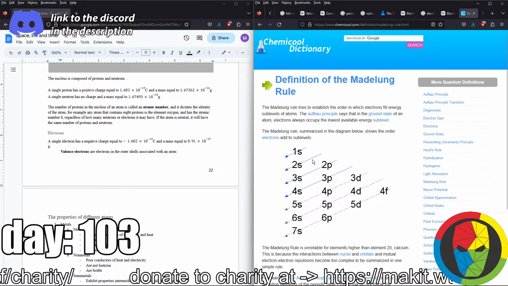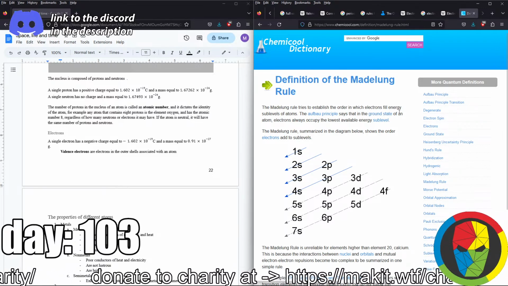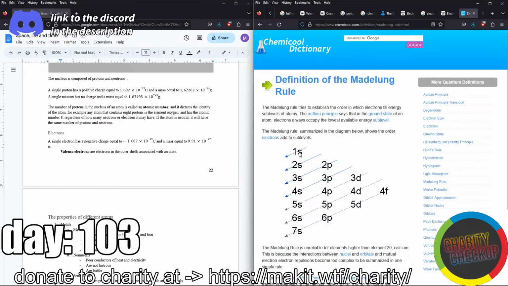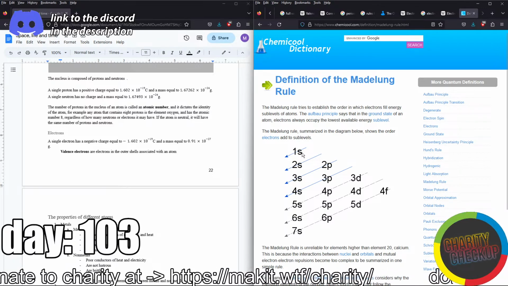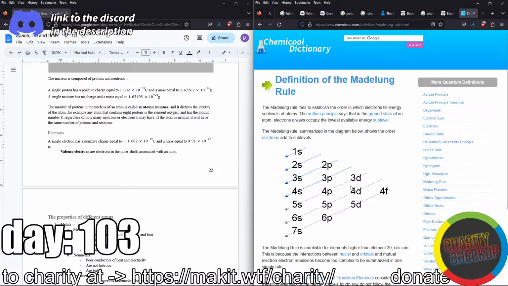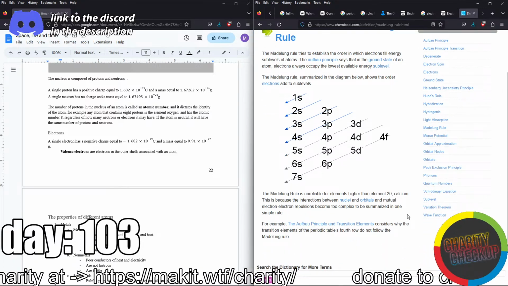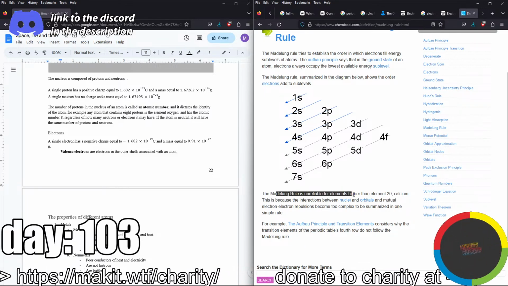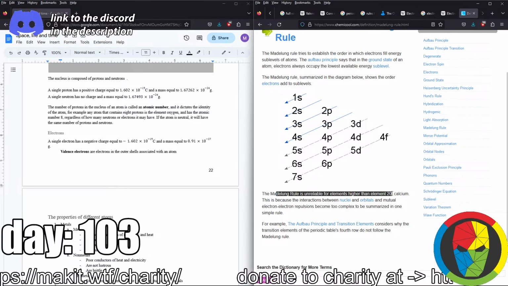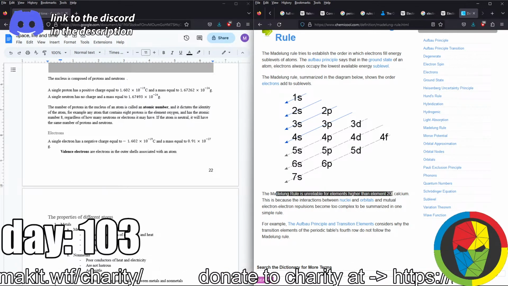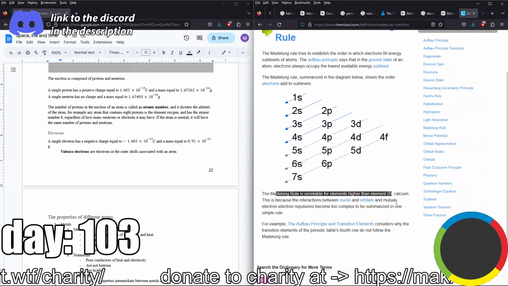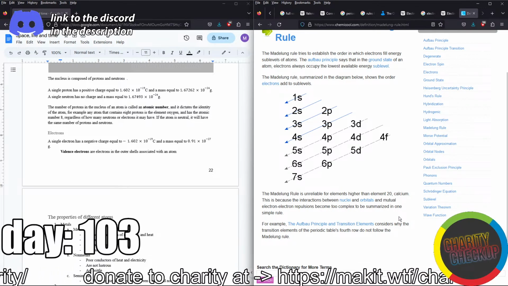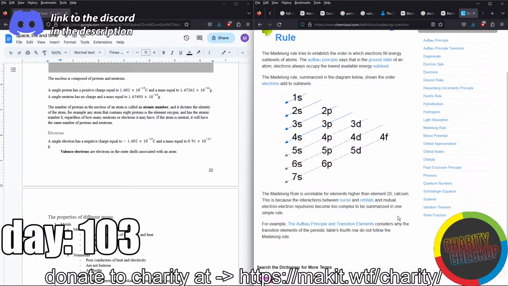So these ones are the lowest energy. Ground state of an atom. Electrons always occupy the lowest available energy sublevel. So that's what it means, right? Unreliable for elements higher than element 20, calcium. Why the exceptions again? Orbitals and electron interactions become too complex to be summarized in one simple rule. Okay, fair. That is pretty fair.